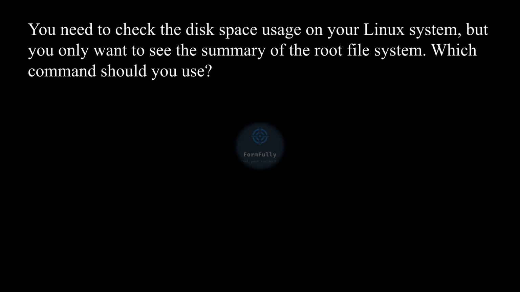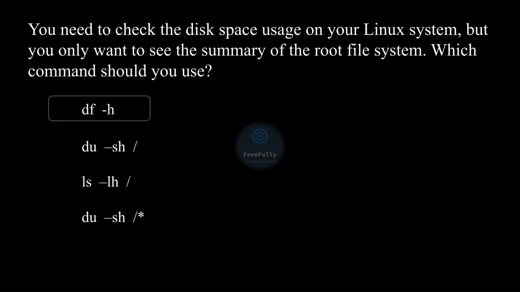Next question. You need to check the disk space usage on your Linux system, but you only want to see the summary of the root file system. Which command should you use? Commands are as follows. The correct option is the first option, that is df -h, which is used to display the disk space usage.